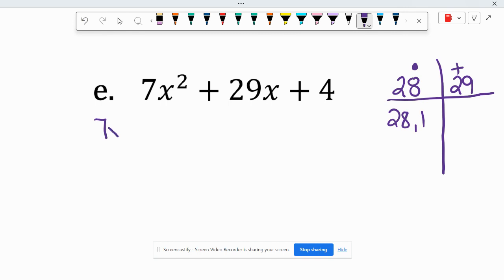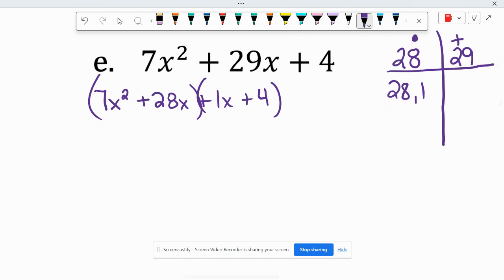We have to break it up into 4 groups or 4 factors: 7x squared plus 28x plus 1x plus 4. So now I can group them. I think I said I was going to do this with a factor box, though, didn't I? How many of you like the box method, the factor box? Okay, let's do a factor box.